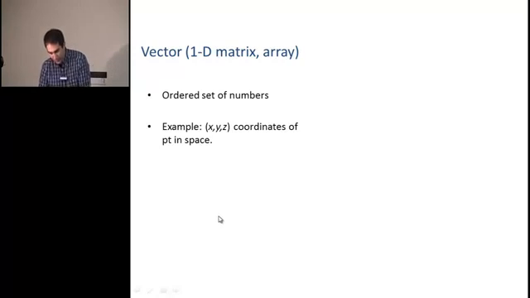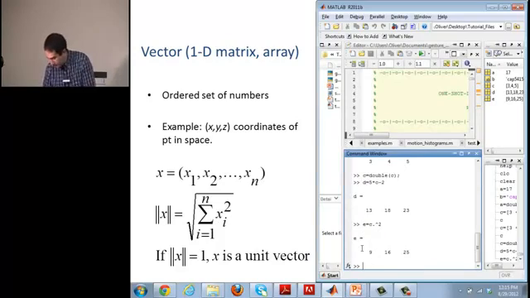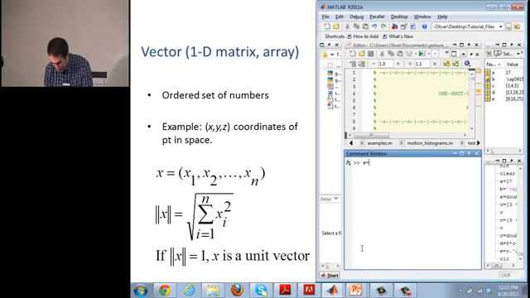So vectors are ordered sets of numbers. For example, you can define an array like this: 2, 4, 5.